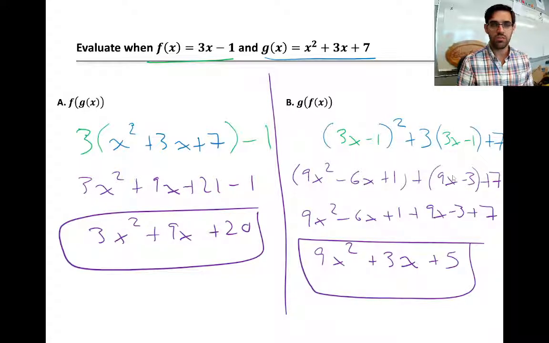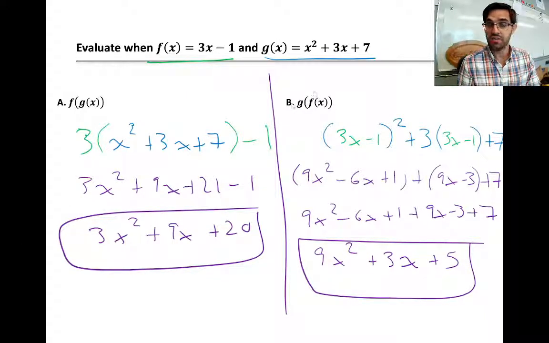Here's an example of doing a similar activity, but from the function notation with an expression. And we're not given a value for x, we're just given x. So if I do example A, what we're going to do is take g of x and put it inside of f. G of x, this trinomial, is going to replace x in the f function. So instead of 3 times x minus 1, it's going to be 3 times that trinomial minus 1. And we can distribute the 3 and collect like terms and get a simplified expression.